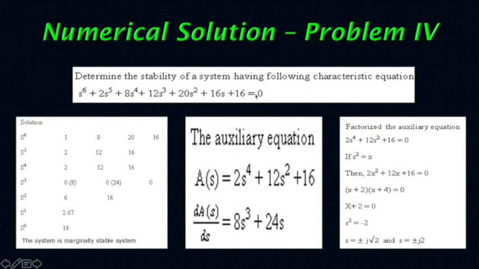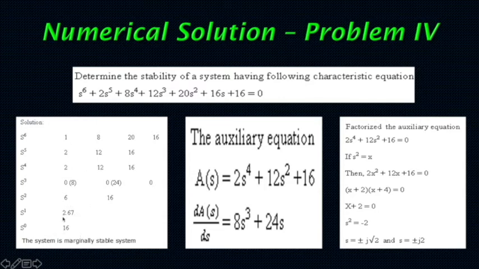Another numerical solution is given: find the stability of the system by this characteristic equation. Similarly, form the first row, second row, third row, and this fourth row is also 0. Then take the auxiliary equation 2s^4 plus 12s^2 plus 16. Then differentiate with respect to s, so 8s^3 plus 24s. So write down this 8 and this 24. Then create the remaining rows.